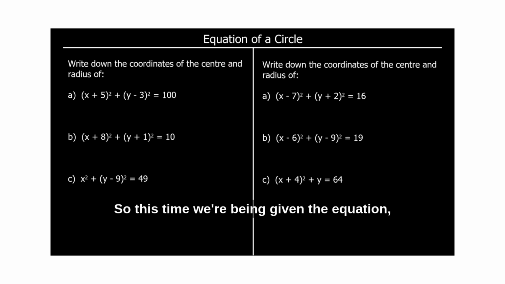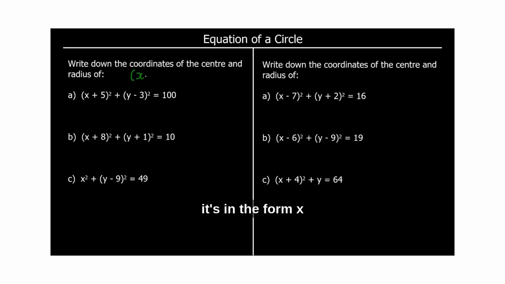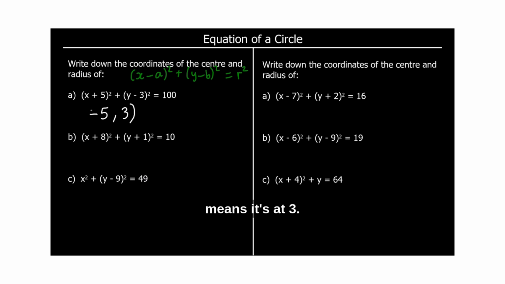So this time we're being given the equation, and we need to write down the center and the radius. Again, it's in the form (x − a)² + (y − b)² = r², where (a, b) is the center. So if I've got (x + 5)², that means the center must be at −5, and (y − 3)² means it's at 3. So the center is (−5, 3). And the square root of 100 is 10, so the radius is 10.